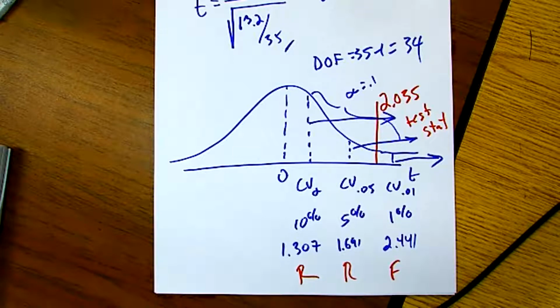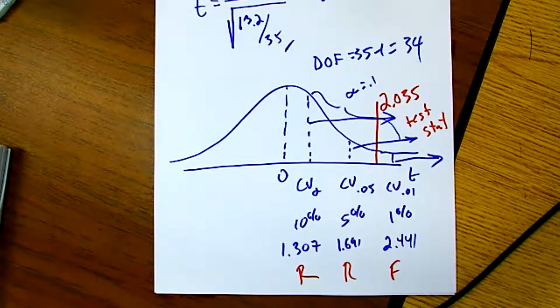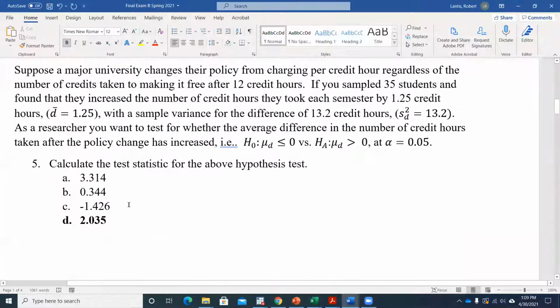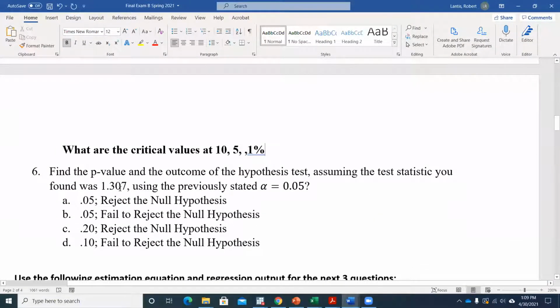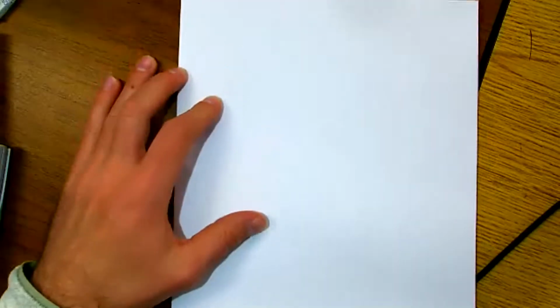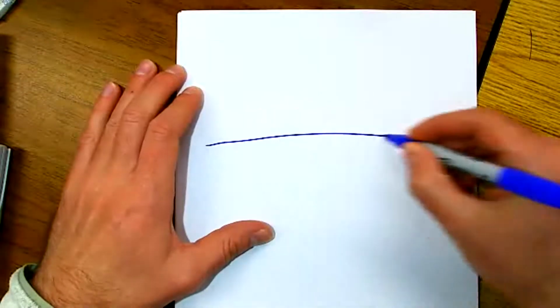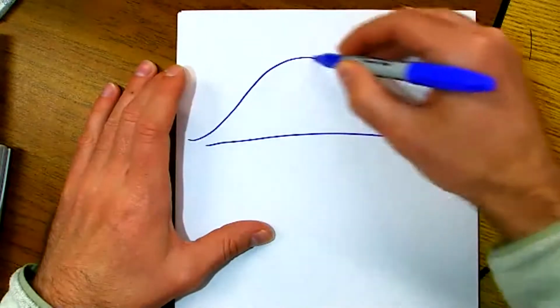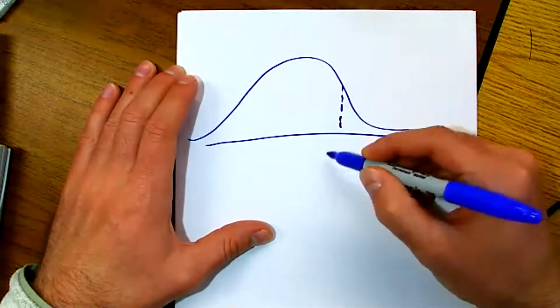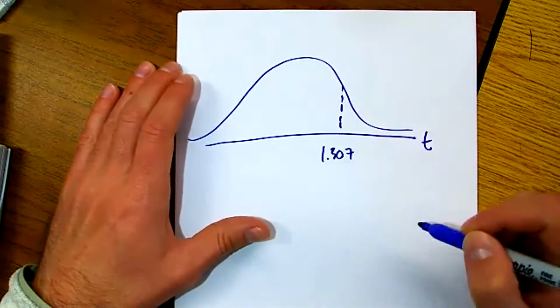Okay. So I believe the next question says, assume that the test statistic you found was 1.307, and we're using an alpha of 0.05. What would be our p-value and our rejection decision? As a reminder, we've got this student t-distribution, and I just found 1.307 was my test statistic.